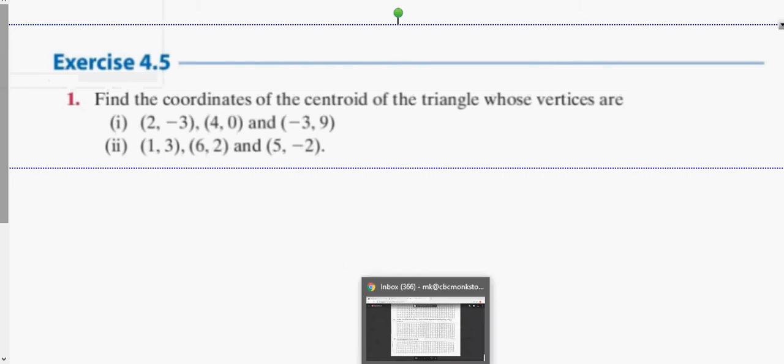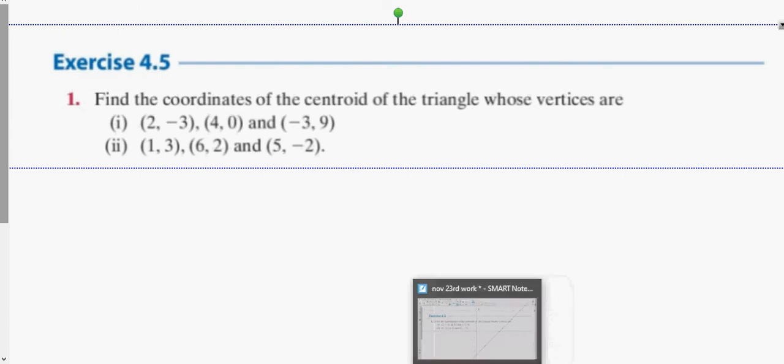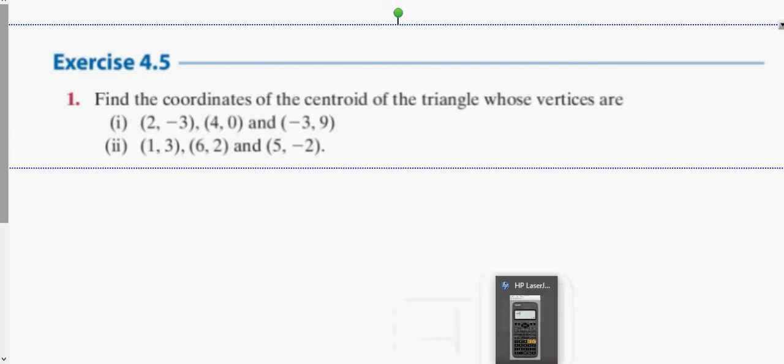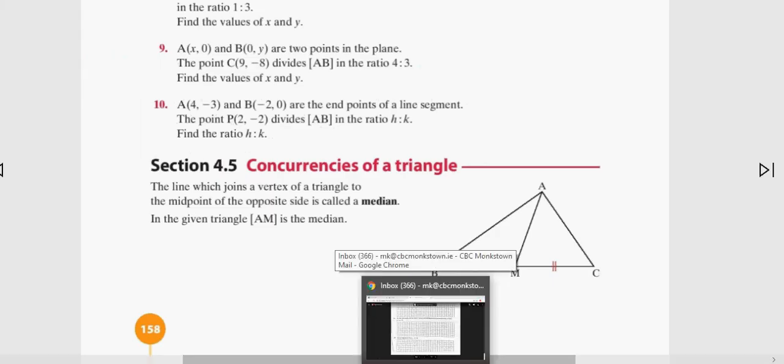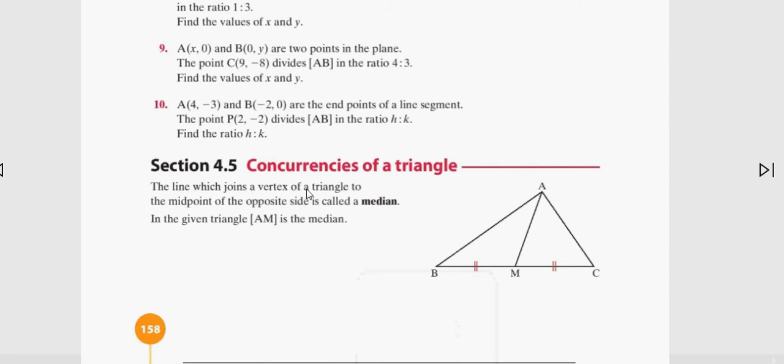Ready for this? Okay, we are currently doing the concurrencies of a triangle. A line which joins a vertex of a triangle to the midpoint of the opposite side is called a median. In the given triangle, AM is the median.